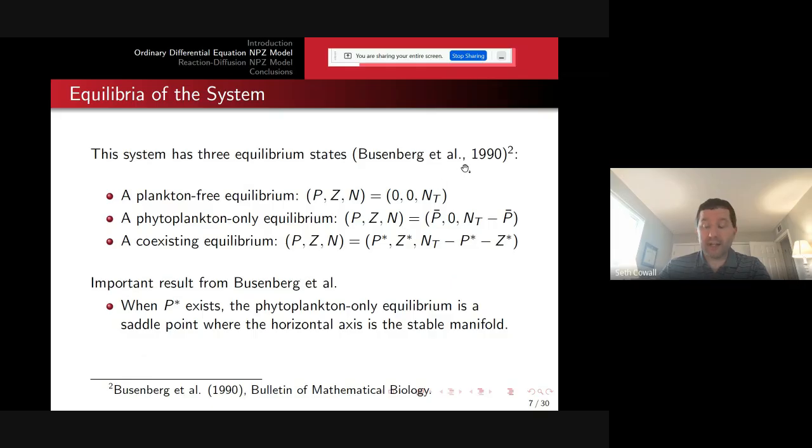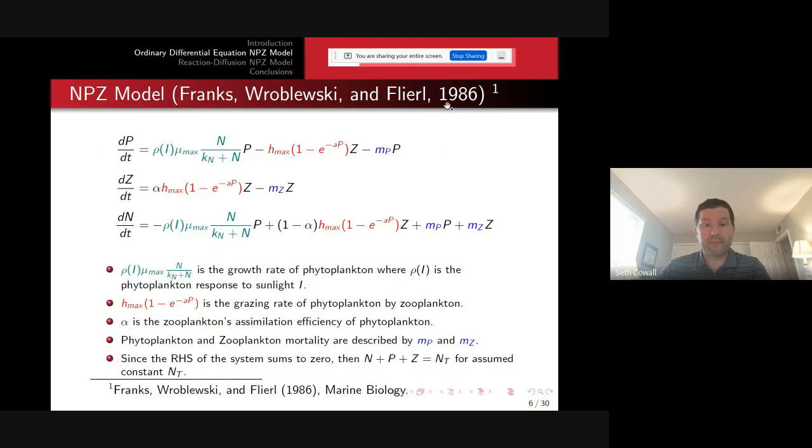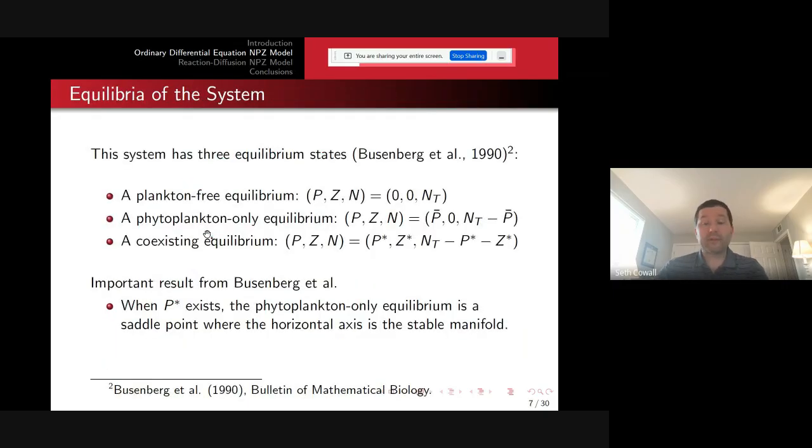Busenberg and colleagues, in their 1990 paper, studied Frank's model. Again, just imagine this row would not be there; I'll just imagine that it's one. And they did a dynamical analysis on it.